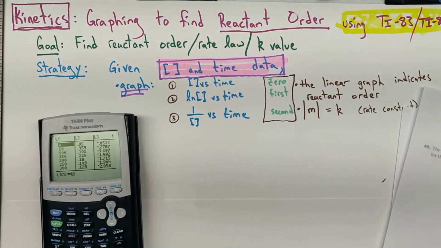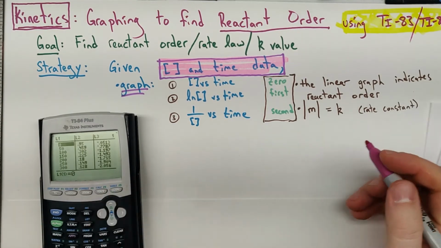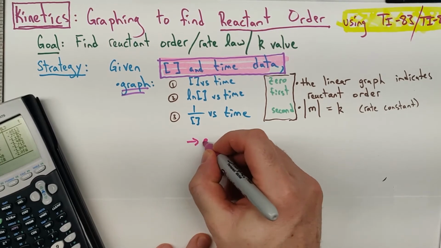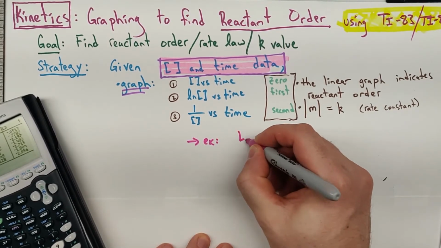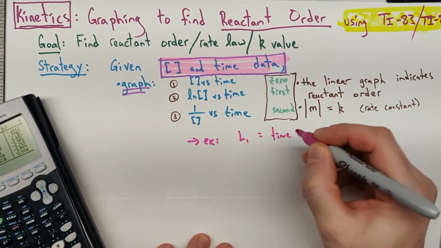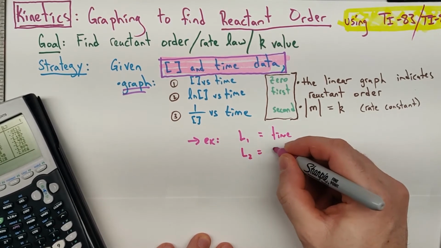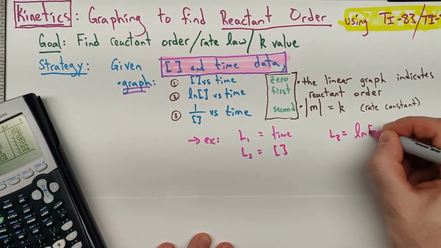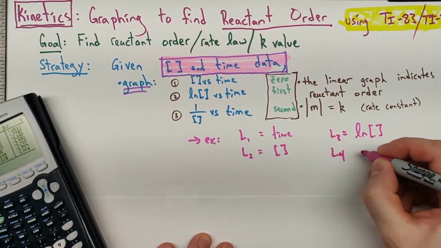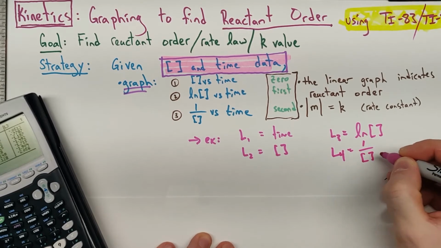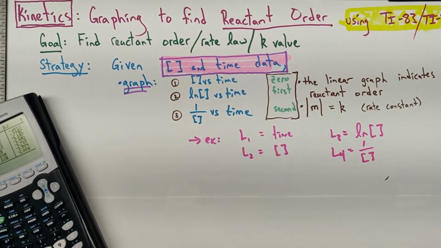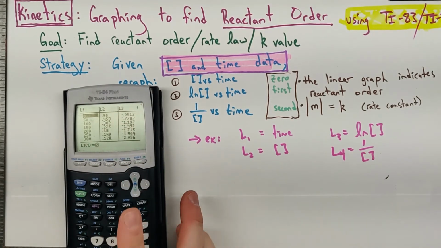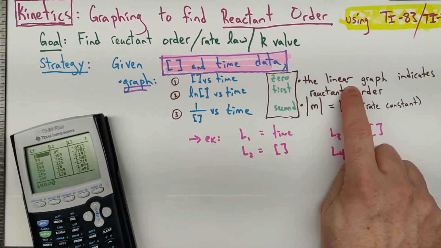In fact, I want to label things real quickly for our purposes here. So for our example, we have L1 as our time, L2 is our concentration, L3 was the natural log of our concentration, and L4 is 1 over our concentration. You don't have to do those things in those places, but it is good to remember what you put where. So we have the data. It would be nice if we could graph it, because our goal is to find a straight line.